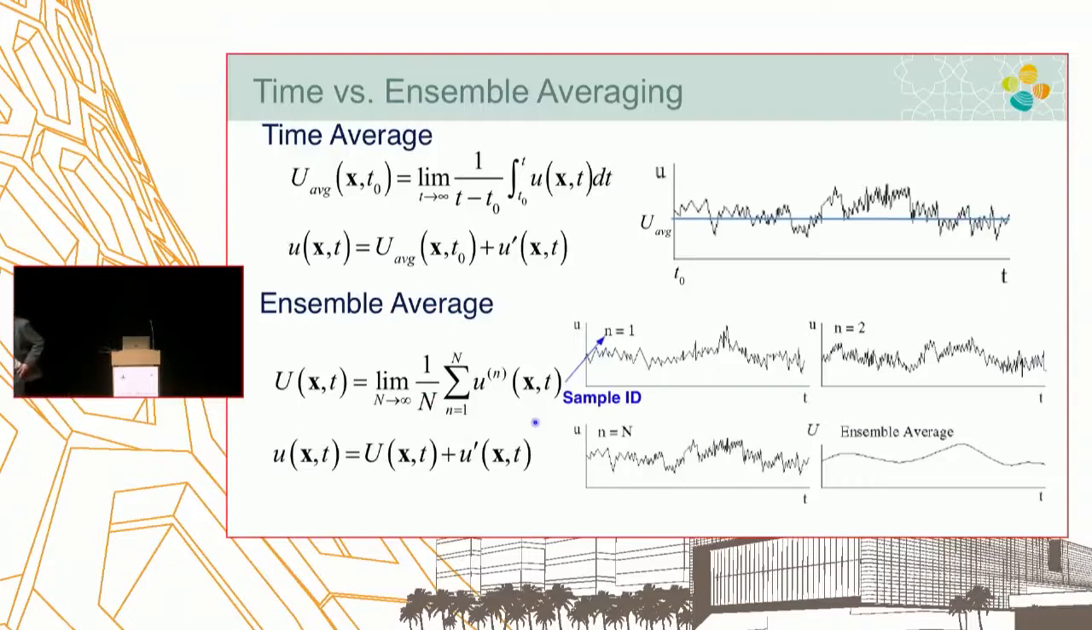They always ask, what is Reynolds averaging? And they say time averaging. It's wrong. Reynolds averaging is ensemble averaging, which means sample-to-sample averaging.